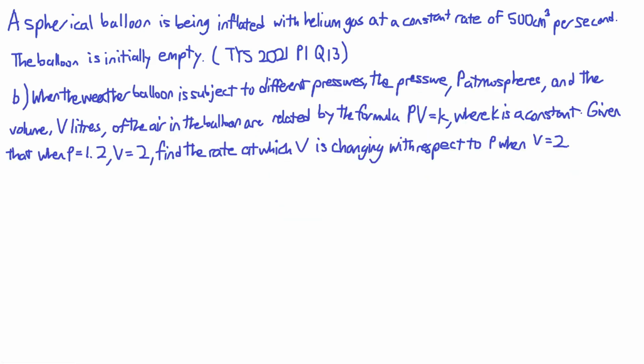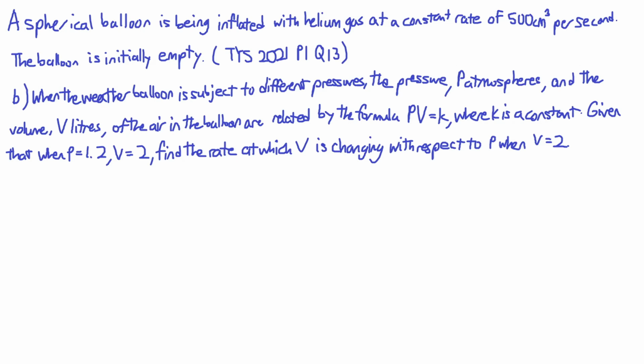Now, for the next part, when the weather balloon is subject to different pressures, the pressure P atmospheres and the volume V liters of the air in the balloon are related by the formula PV equals K, where K is a constant. Given that when P equals 1.2, V equals 2, find the rate at which V is changing with respect to P when V equals 2.